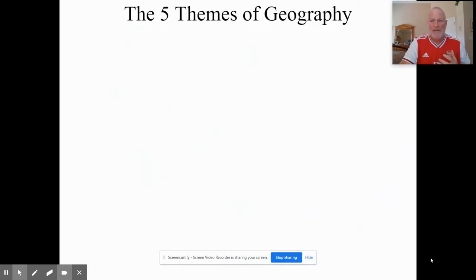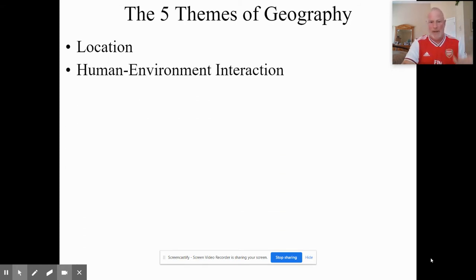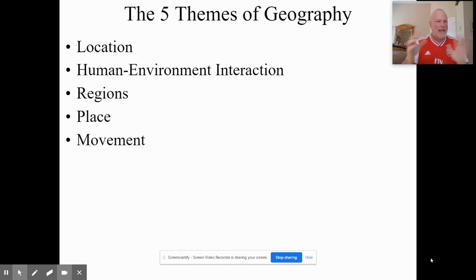So I want you to think about the 5 themes of geography. Pretty much everything we do this year is going to talk about these 5 themes, right? Location, human environment interaction, regions, place, and movement, right? And in no particular order, right? But these are the 5, and we'll talk about all 5. And again, when you go through the course, you'll start to make connections, and that's going to be really important. That's why what we do in class is the application of some of this knowledge, and what you do at home watching these slideshows is the acquisition of that knowledge.